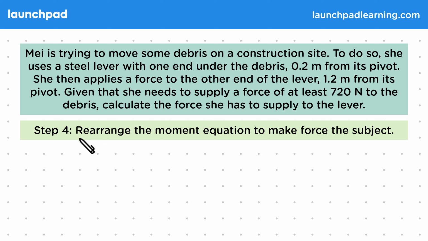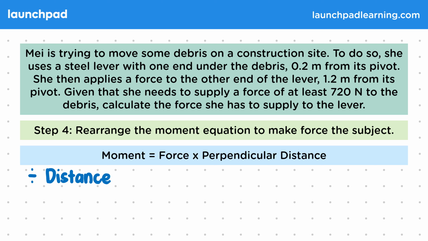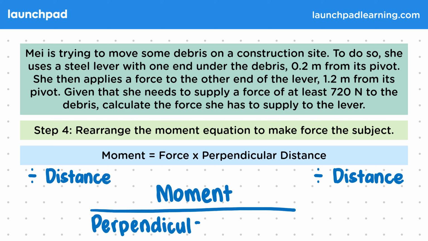Then for step 4, we need to rearrange the moment equation to make force the subject. And we can do that by dividing both sides of the equation by the perpendicular distance. The equation then becomes moment divided by perpendicular distance is equal to the force.